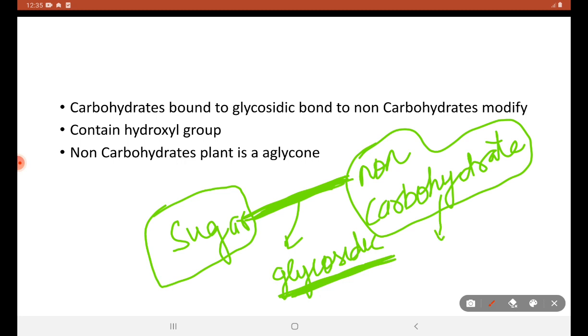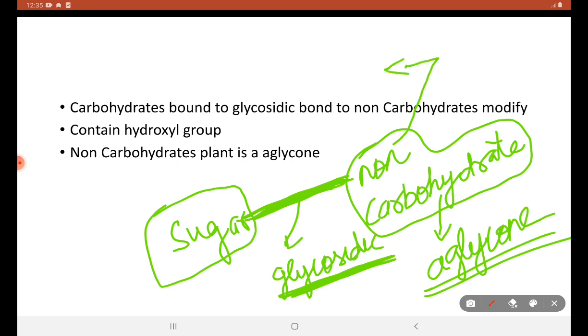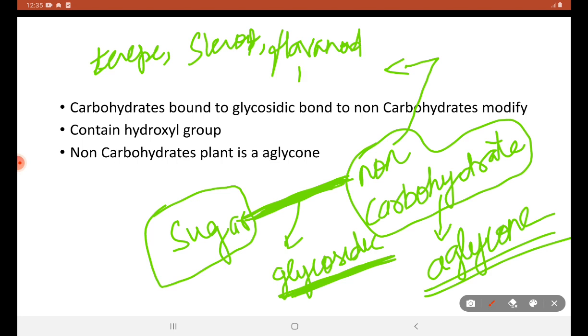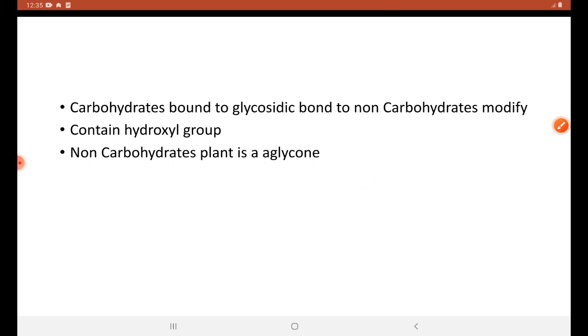The non-carbohydrate moiety is also known as an aglycone. What can the non-carbohydrate moiety be? It can be a terpene, it can be a steroid, it can be a flavonoid, it can be a phenol. This is the basic introduction of glycosides. And it also contains a hydroxyl group.